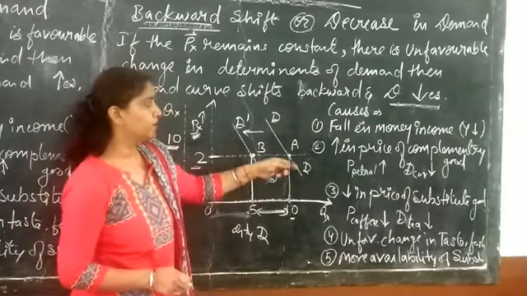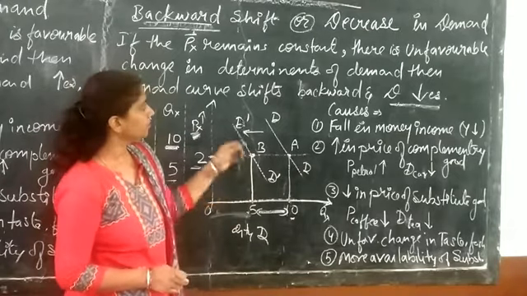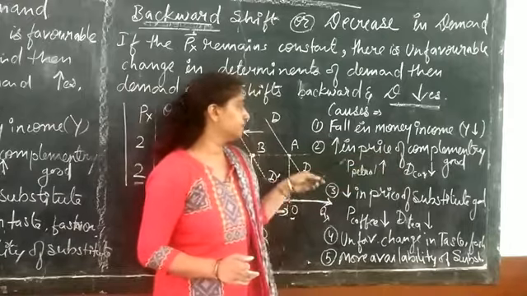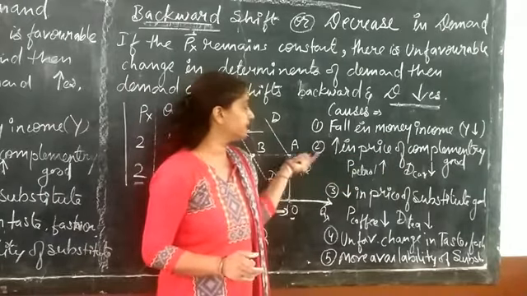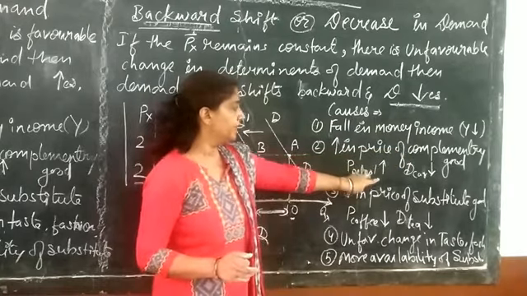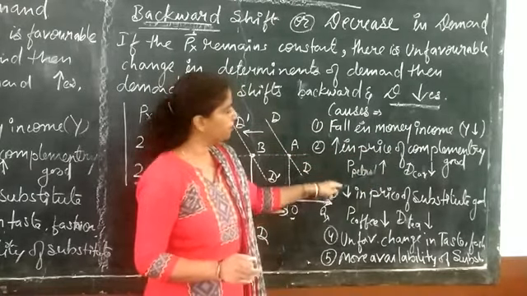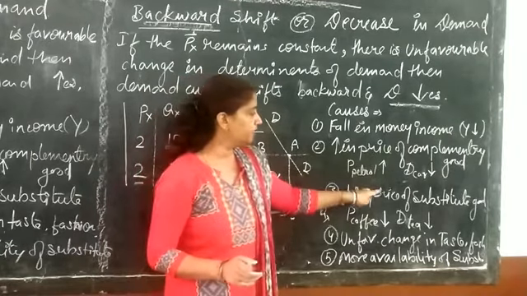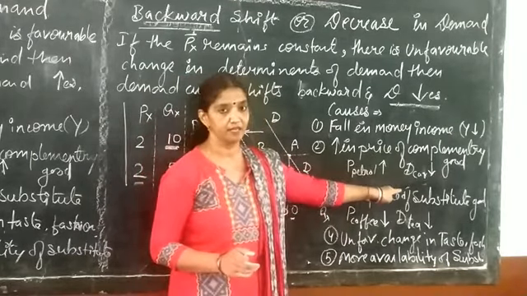Second is complementary goods price. For decrease in demand, the complementary goods price will rise. If there is rise in the price of complementary good, and as complementary goods I have taken the example of car and petrol, if the petrol's price increases, in that condition the demand for car decreases.